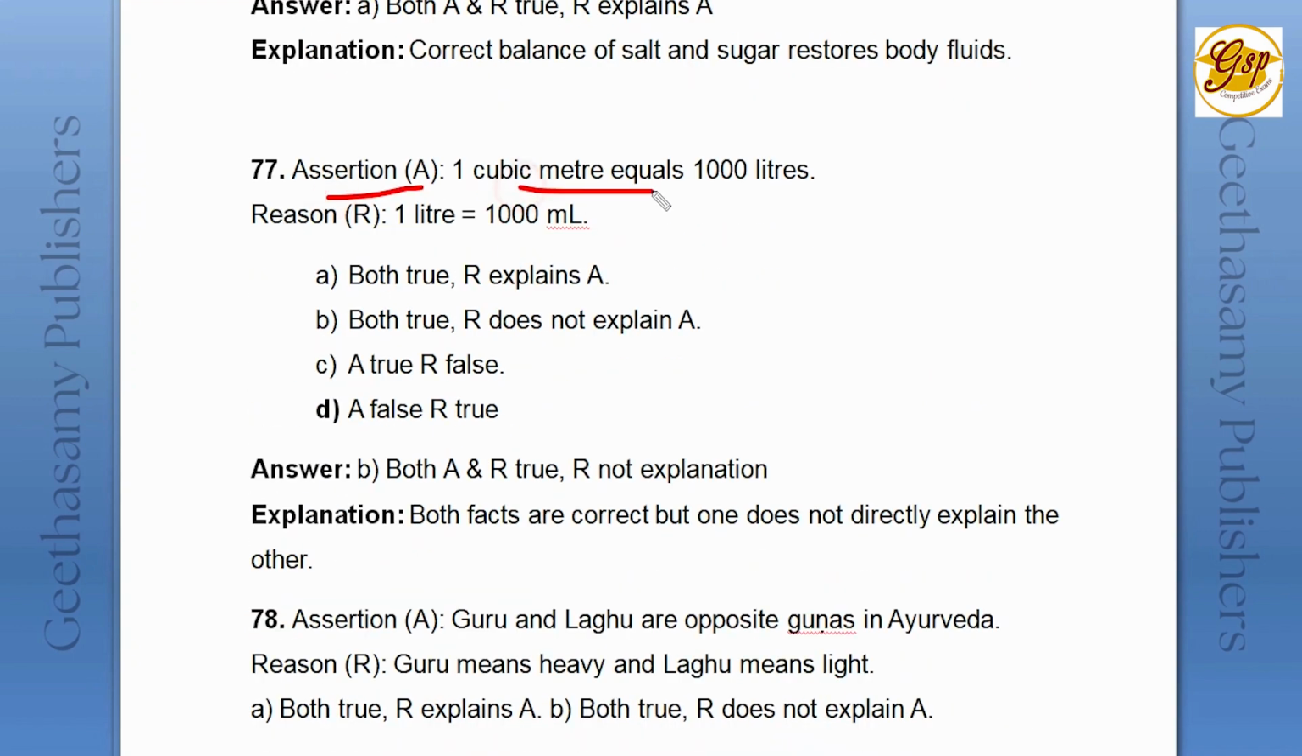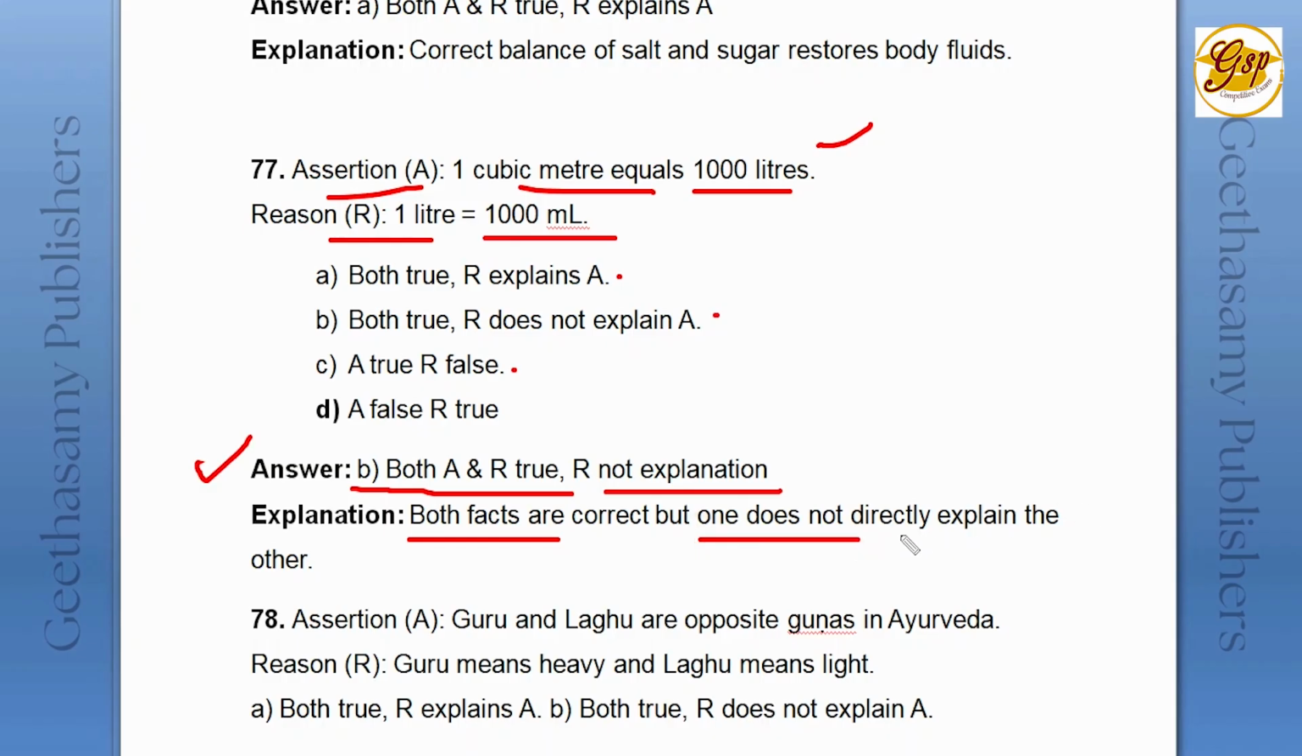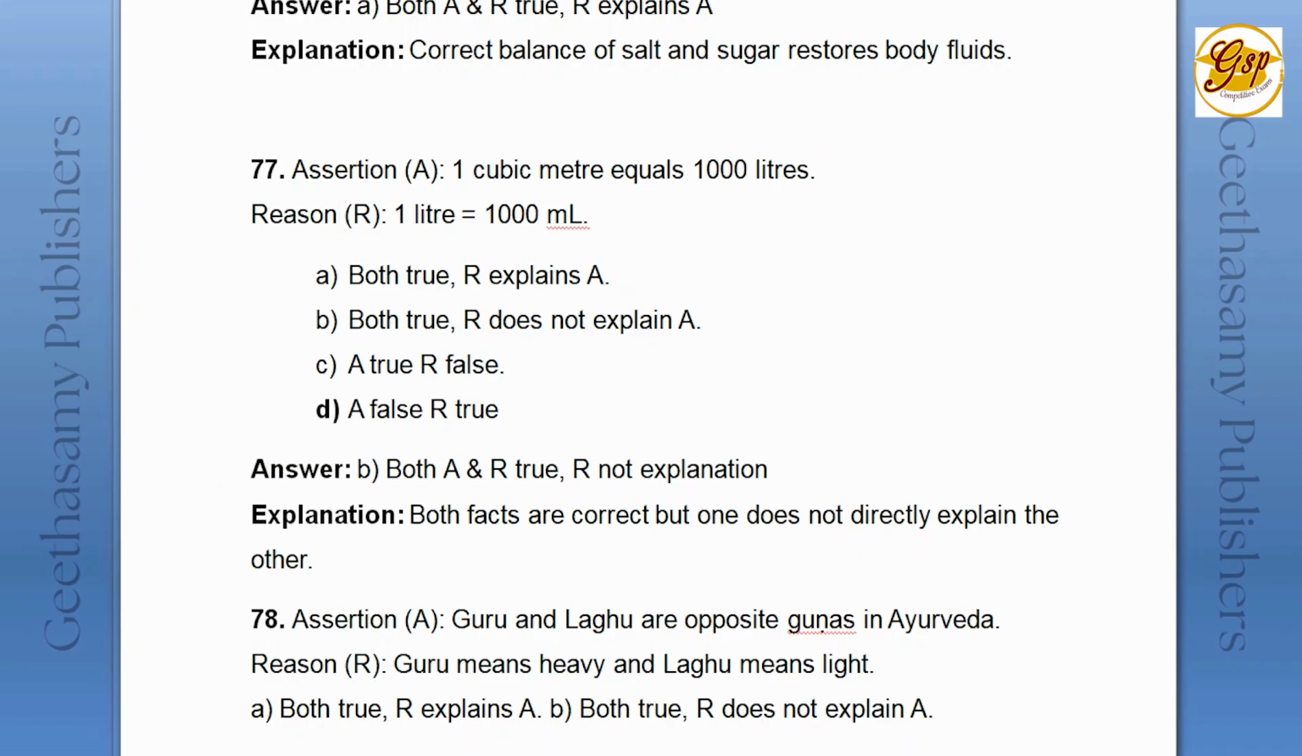Then 77th question. Assertion: 1 cubic meter is equal to 1000 liters. Reason: 1 liter is equal to 1000 milliliters. Both are true and R explains A, both are true but R does not explain A. The correct answer is B. Both A and R are true but R does not explain it. Okay, so both facts are true but one does not directly explain the other.